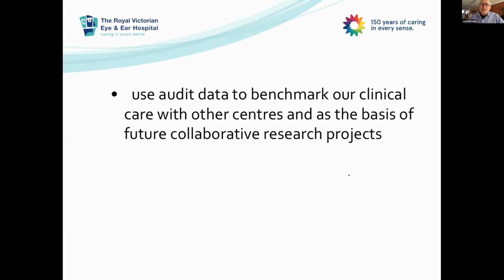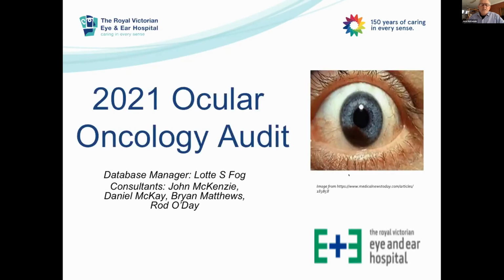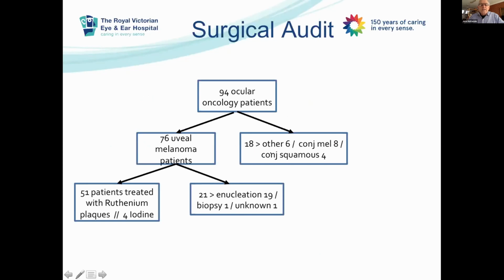And this is the first time that we've done an audit, and it's for the calendar year 2021. What it shows is that we've had 94 patients that we've done procedures on, of which 76 are uveal melanoma, 51 treated by ruthenium, 4 by iodine, and 21 by enucleation. There's always a couple of unknowns when you're trying to do this retrospectively.